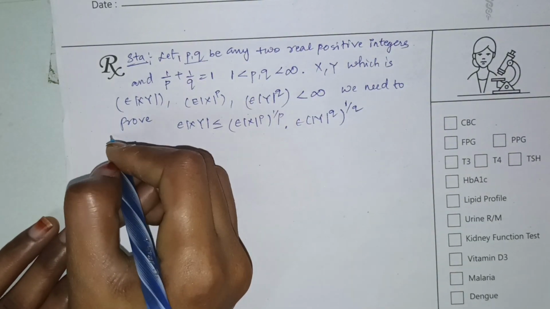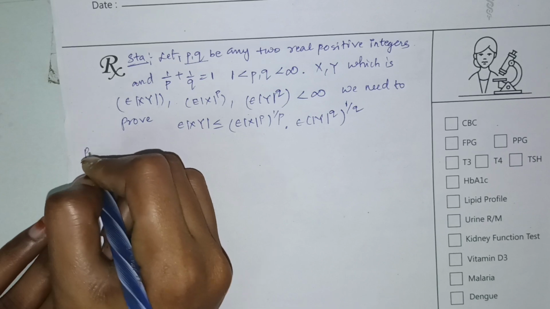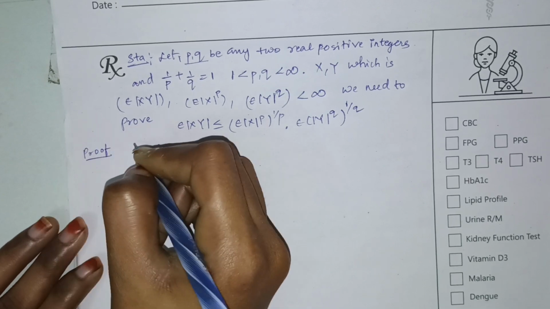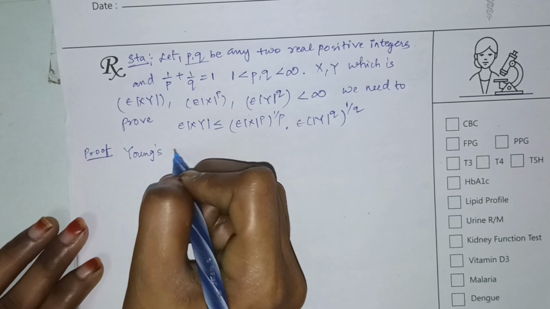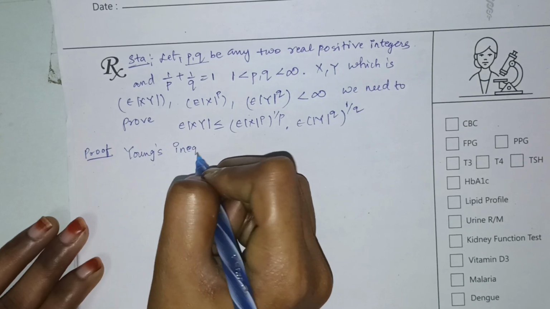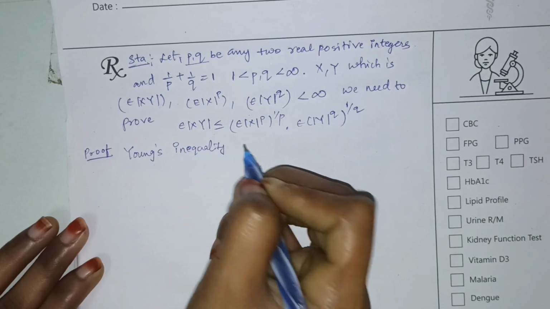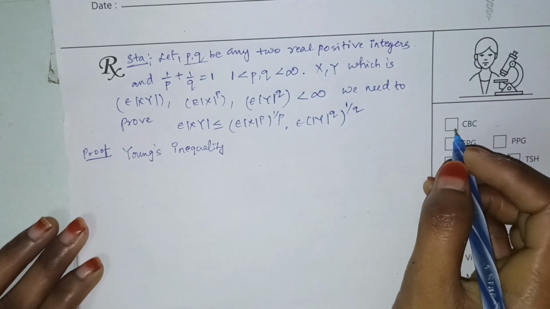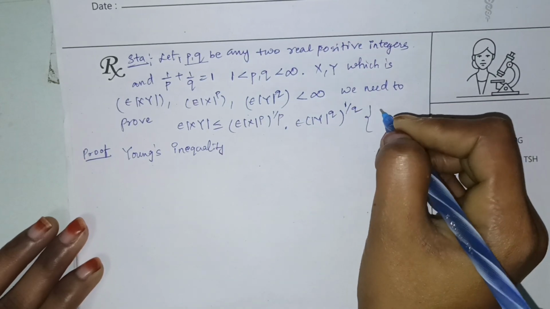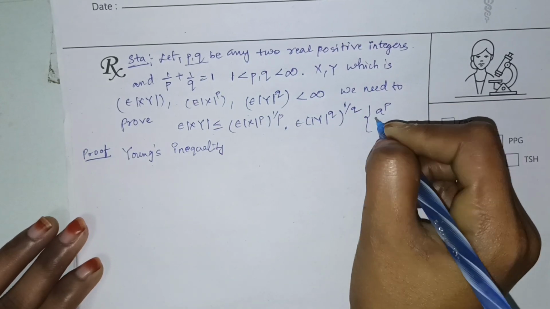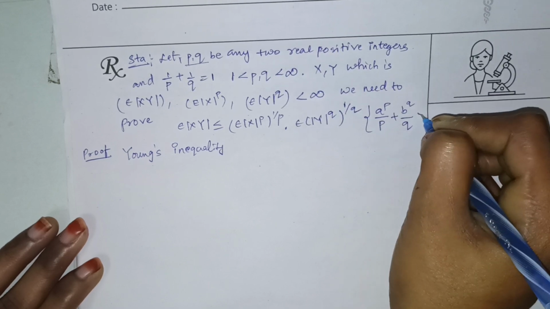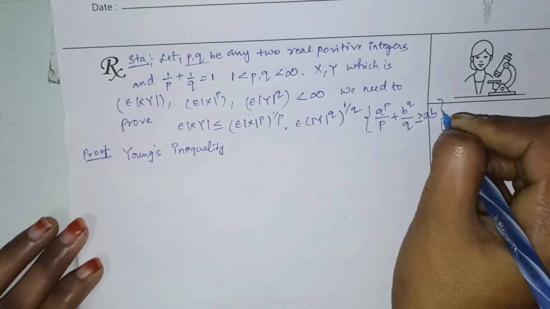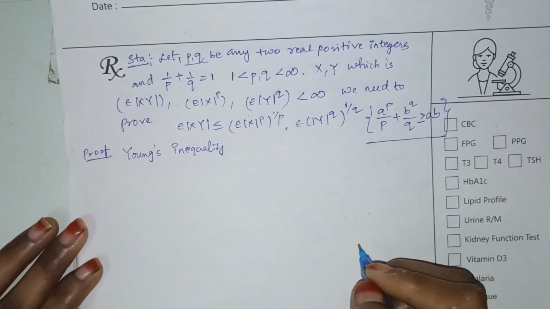So now, in order to prove this inequality, I am using Young's inequality. Young's inequality is a to the power of p by p plus b to the power of q by q is greater than or equal to ab. This is Young's inequality.